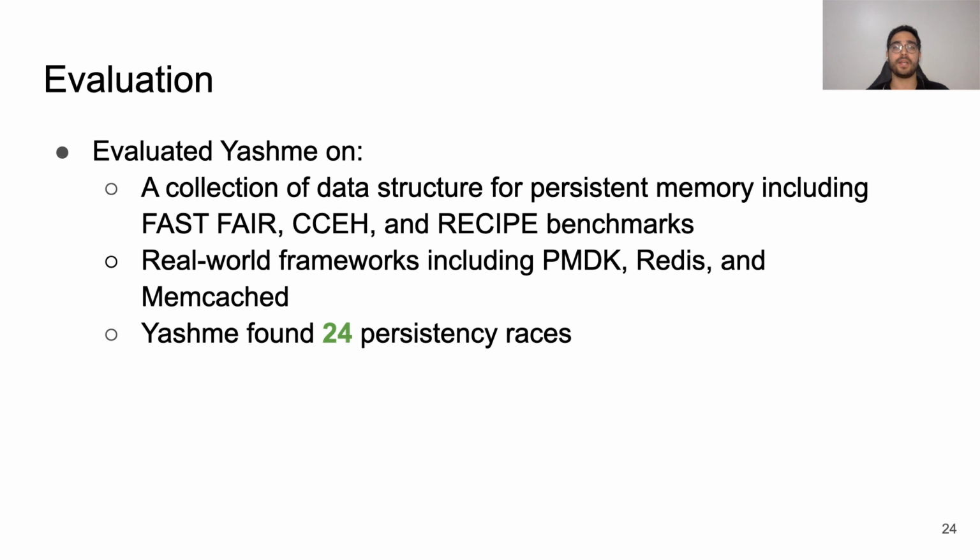We evaluate Yashme on a collection of data structures, including FastFair, CCEH, and 4 RECIPE benchmarks. In addition, we evaluate Yashme on a set of real-world frameworks such as PMDK, Redis, and Memcached. In total, Yashme found 24 persistency races in these benchmarks.